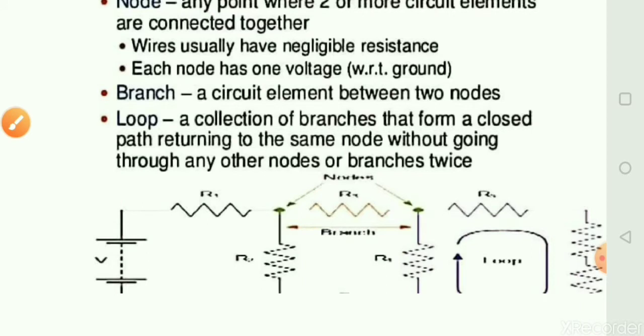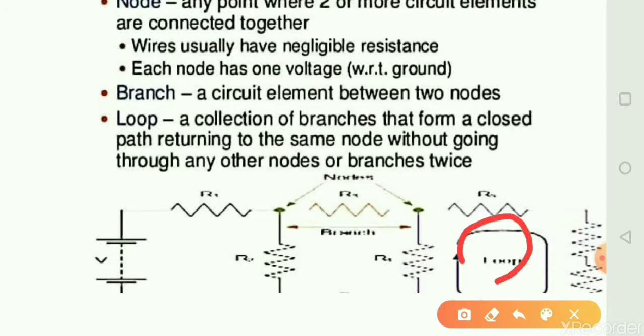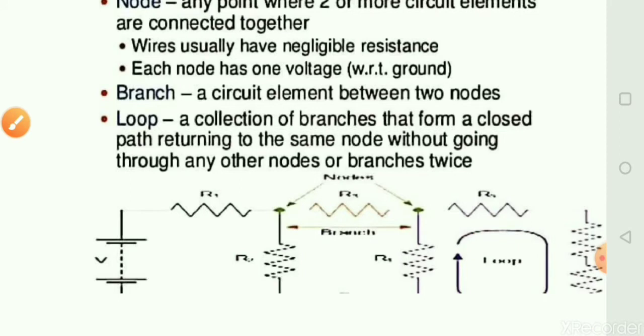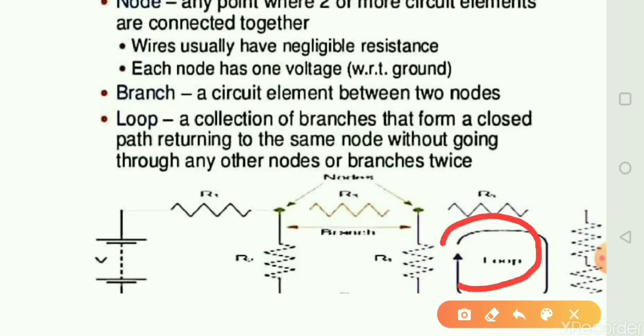And a loop is a collection of branches that form a closed path, returning to the same node without going through any other node or branch twice. This is a loop. It forms a closed path like that and ends at the same node from where it started. It starts from here and returns to the same node. This is called a loop.